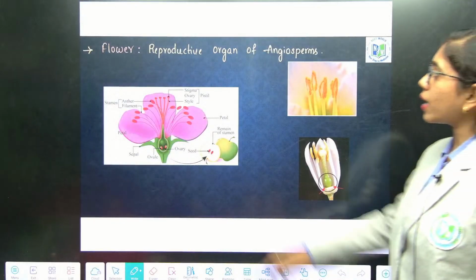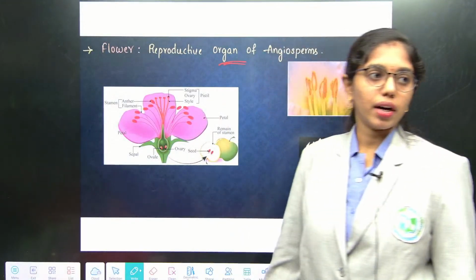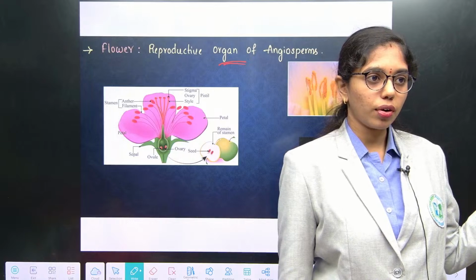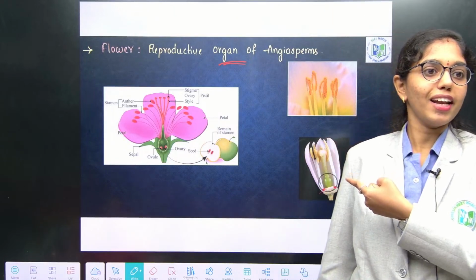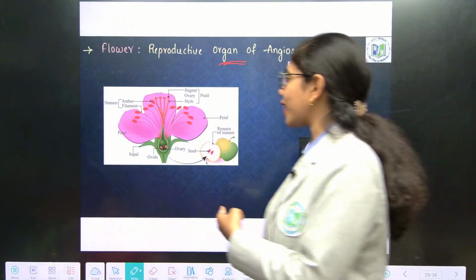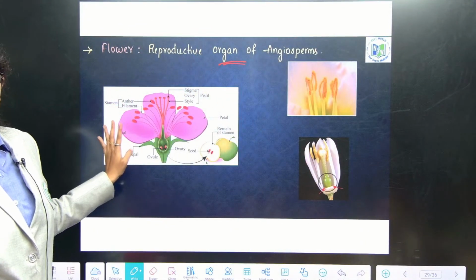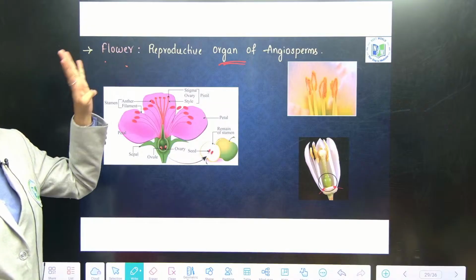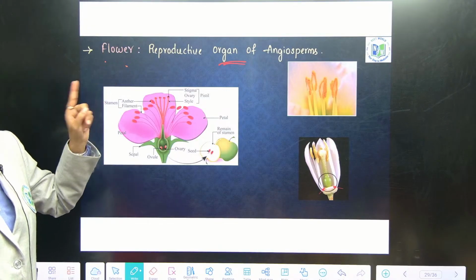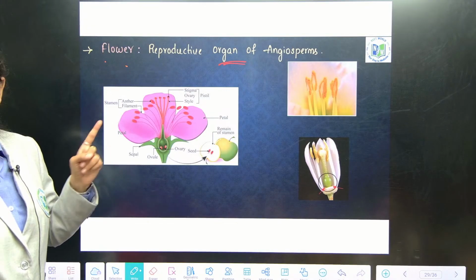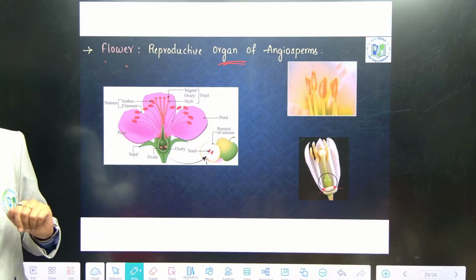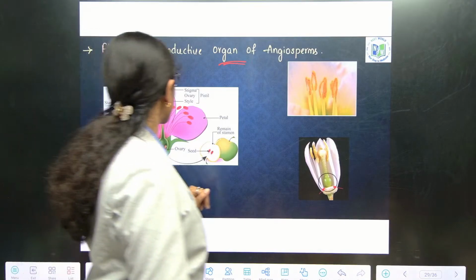What is the reproductive organ here? Flower. There you saw male cone and female cone, but here what is the reproductive organ? Flower is the reproductive organ, where you can see the bisexual condition. The flower has how many whorls? 4 whorls, 2 non-essential, 2 essential. Non-essential are calyx and corolla. Essential whorls include androecium and gynoecium.